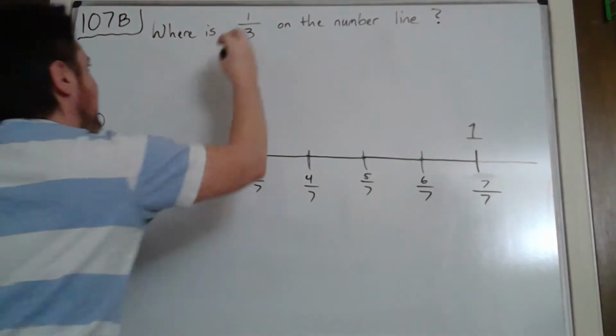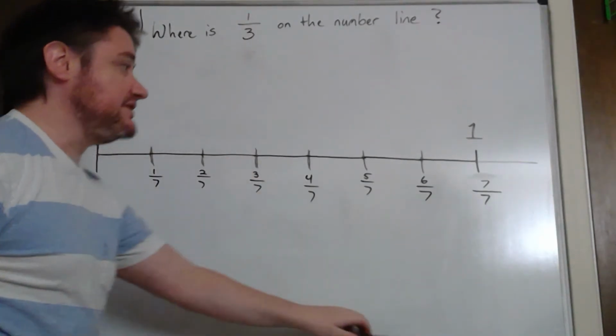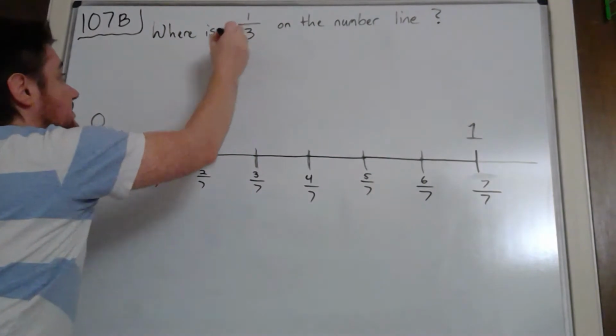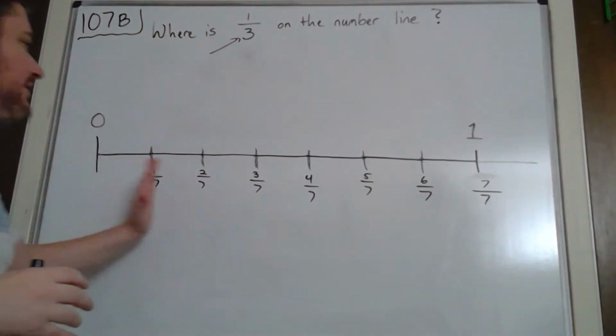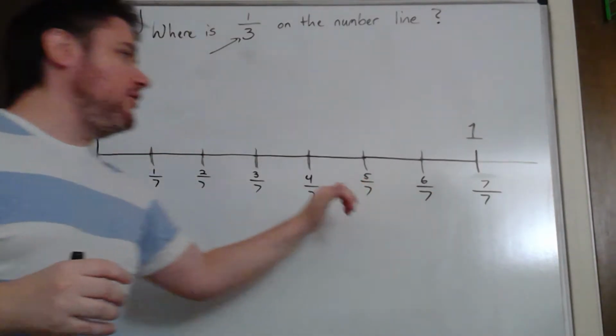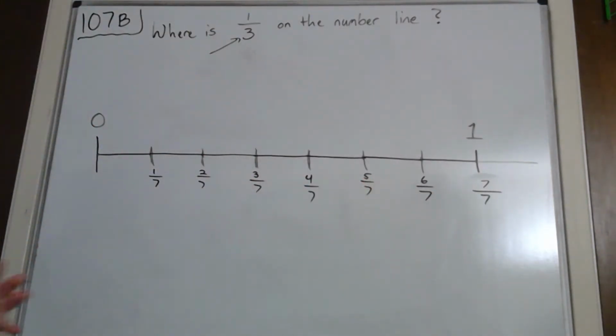So how are we going to do that? We want to split our whole into 3 equal pieces. That's what we need to do to accomplish the second part of our definition for this fraction. But we've already got these 7s established. We've already got our whole split into 7 equal pieces.